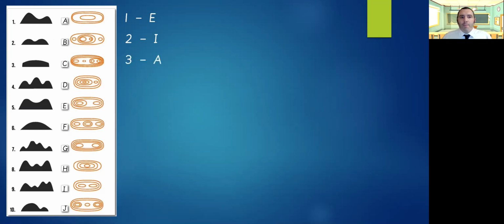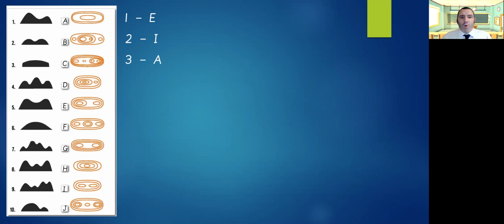Number 3 goes with A. We've got a sort of almost sweet-shaped piece of land with a very flat top to it. So it's got quite a big area that's all the same height. So number 3 goes with image A.